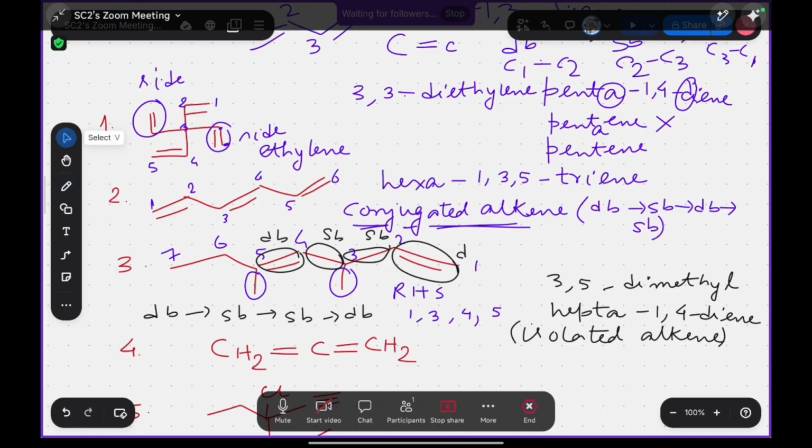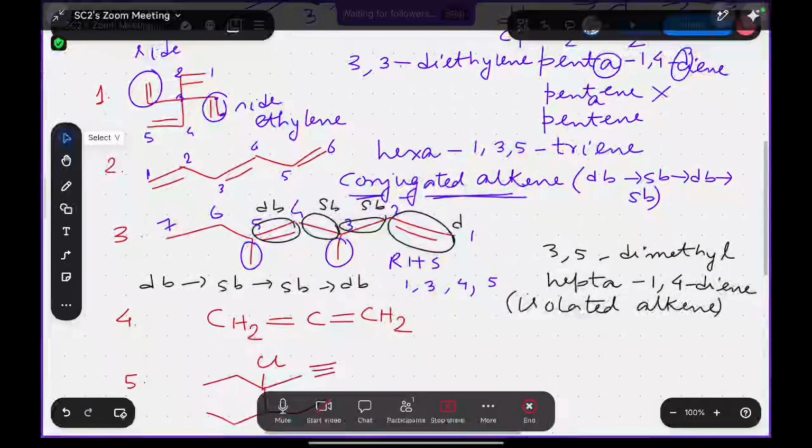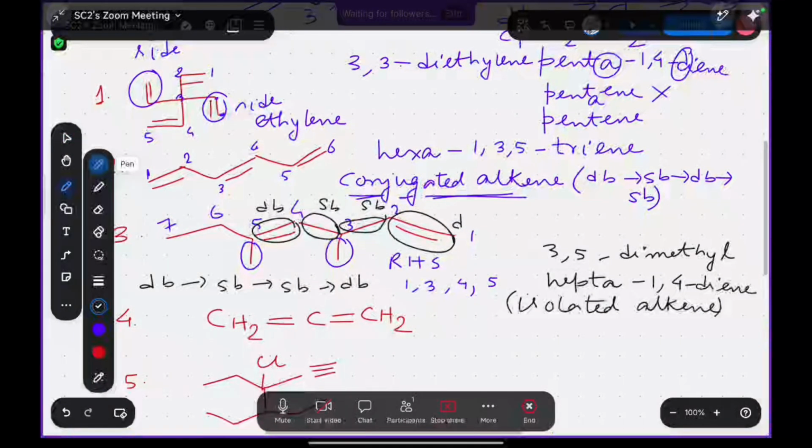Let me give you another example. I am coming to some more examples. Let me solve the other 3 examples first. See the fourth one. What do you see? This is an allene. This is called allene. Why is it so? Because they are just together. The double bonds are together.